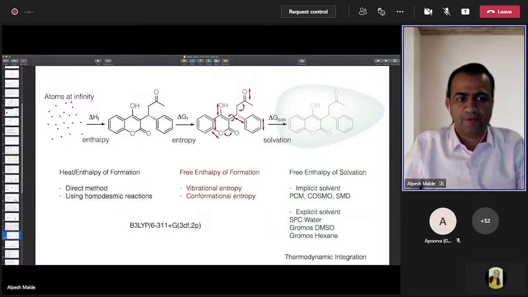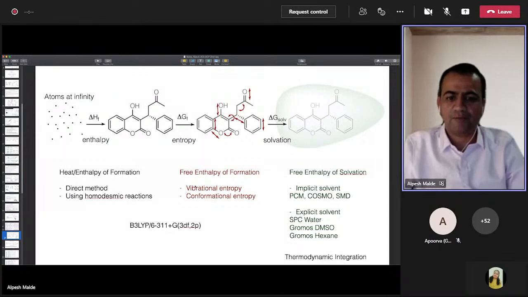And again, for the formation process, we have used various combinations of methods, using the direct method or the homodesmic reactions method. And then we calculate the entropy using various methods, using the vibrational component and conformation of the molecule. And then you can calculate the free enthalpy or the free energy of solvation using implicit solvent or explicit solvent.